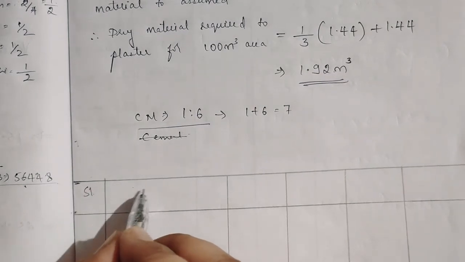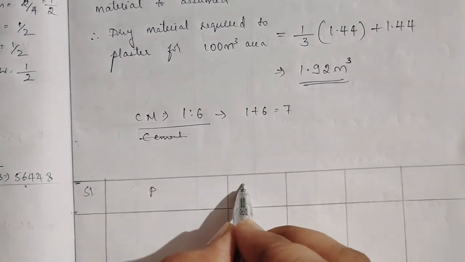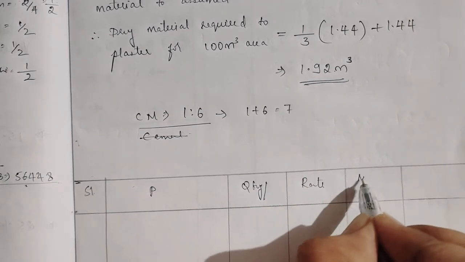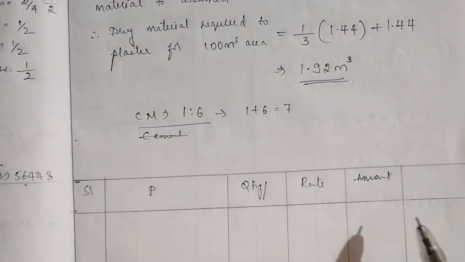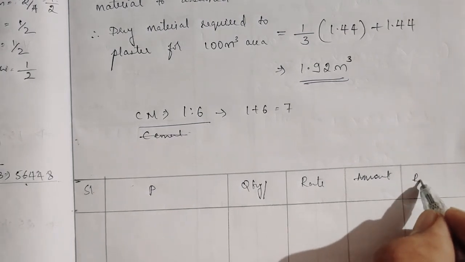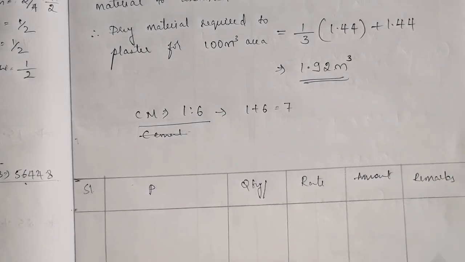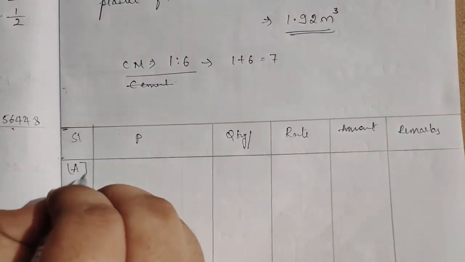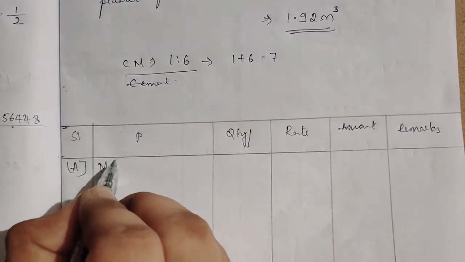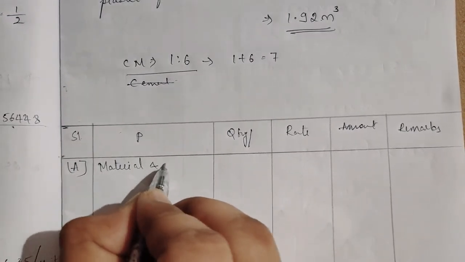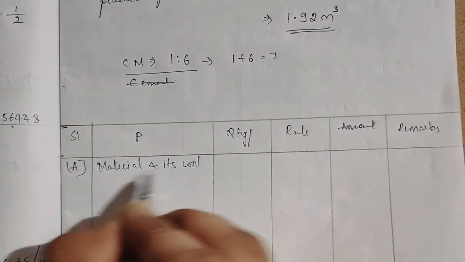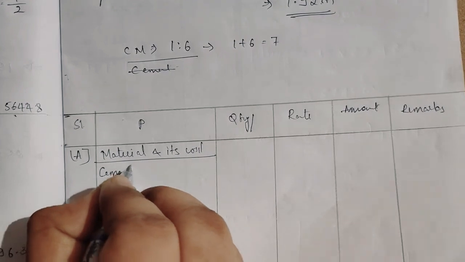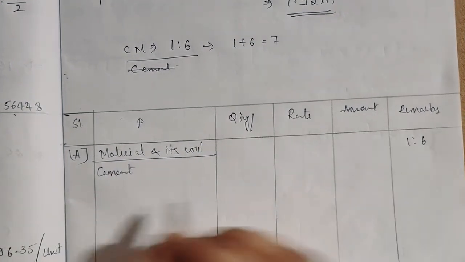So here we have serial number, particulars, quantity by number, rate, amount. What we did in the last tabular column, same value. I won't waste the time by writing them. I'll go directly to the problem. That is the first step: material and its cost. So what is the material required?